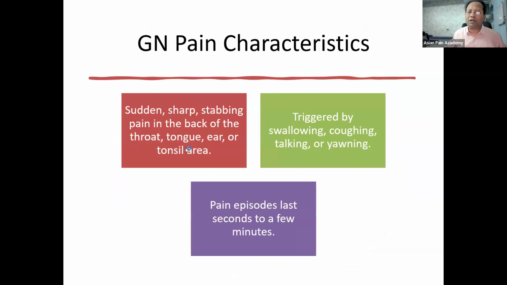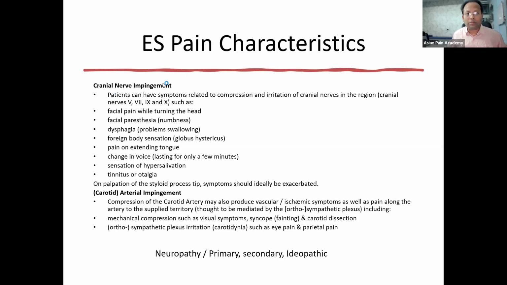Pain characteristics, so all neuralgia are same. Sudden sharp stabbing pain in the back of the throat, tongue, ear. So see, tongue, ear, or tonsil area. So this is the area, and triggered by swallowing, coughing, talking, yawning, and pain episodes last seconds to few minutes, up to 2 minutes actually. So these are all neuralgia characteristics. Here, so remember, this is Eagle syndrome pain characteristic, not glossopharyngeal neuralgia. Glossopharyngeal neuralgia will be a subset in this case.